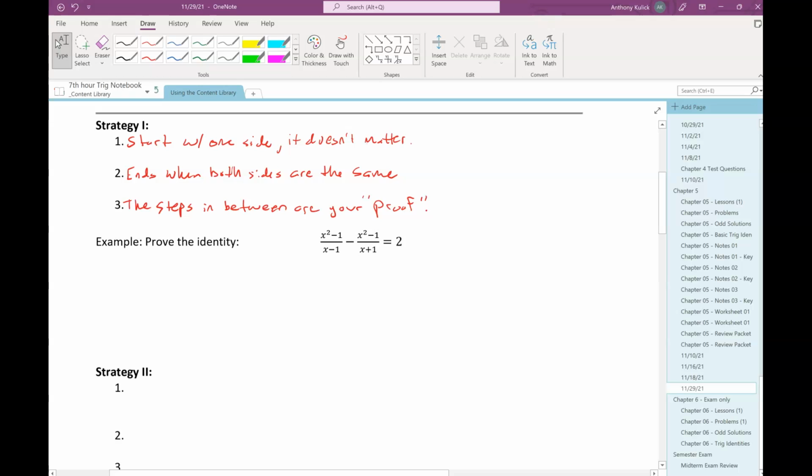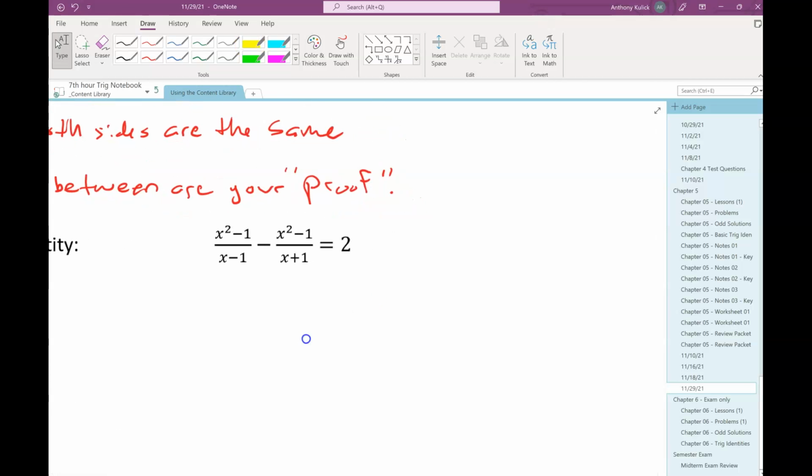Okay. So we're going to start with the left side. We have these two rational expressions that are being subtracted from one another. There's a couple of options that we can do here algebraically. What are some things that we can do here? Common denominator. Okay, we have two fractions that are being subtracted, so we could make a common denominator and do the subtraction. That's one thing we could do. Great, what else?